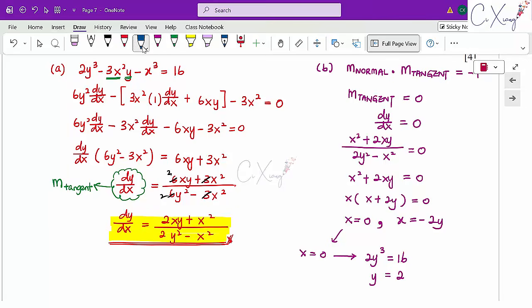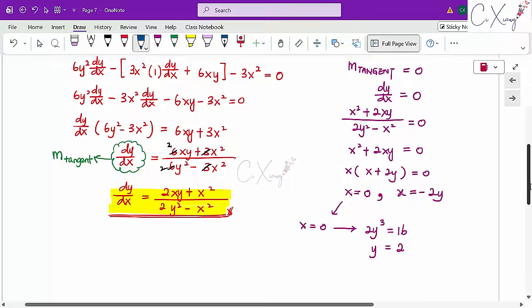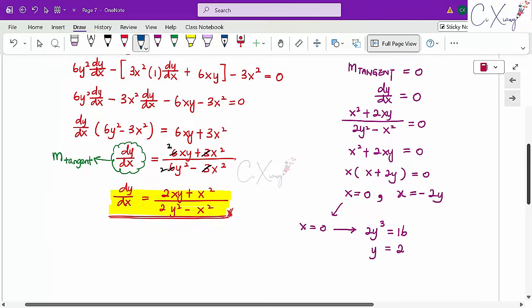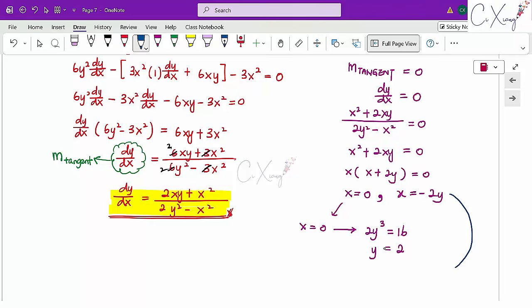Alright, then after that the same thing happens for x equals negative 2y. You also substitute it back into this particular equation to get the second point. The first point we get very easily, where x equals 0, y equals 2. And now for x equals negative 2y, you also substitute it into the original equation.